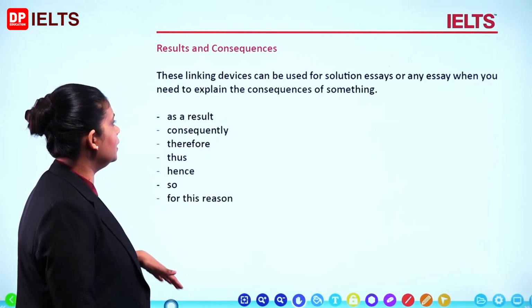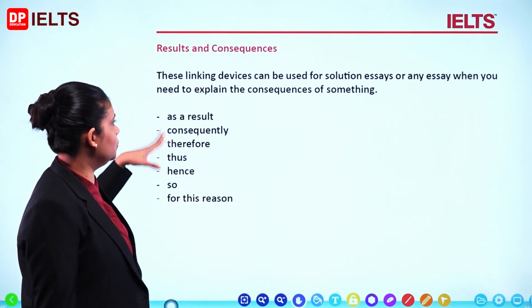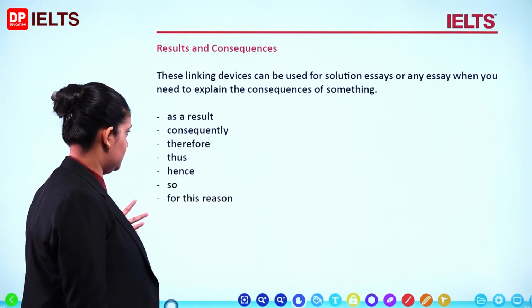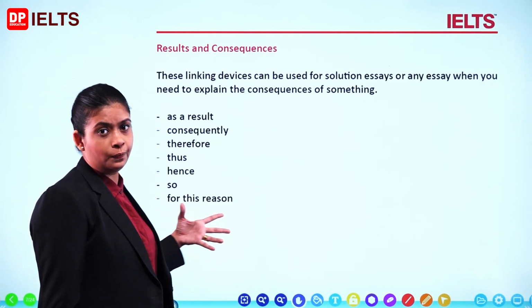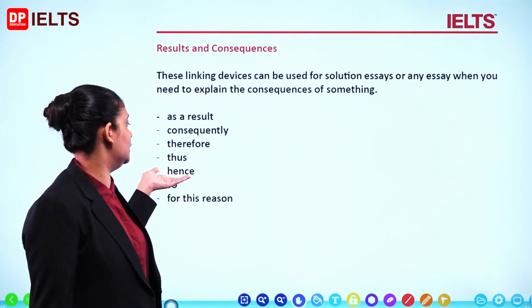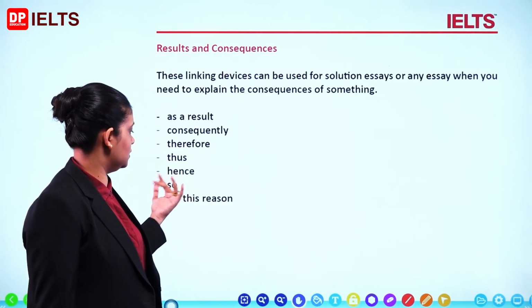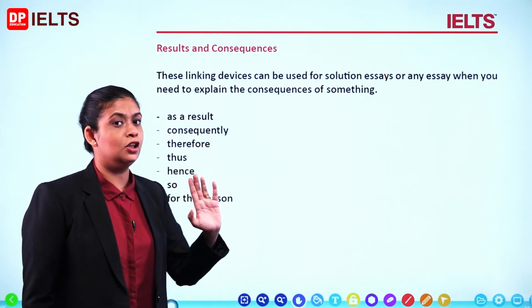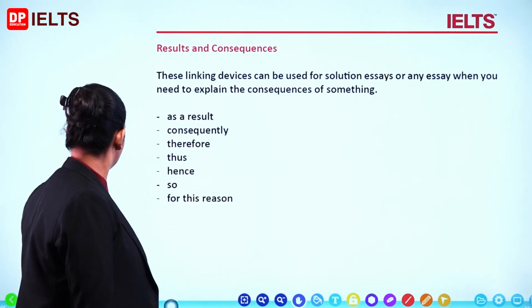So for those kind of essays, you could use these words to talk about the consequences, right? Therefore, thus, hence, consequently, as a result, for this reason. So these are some of the words that you could use, right?